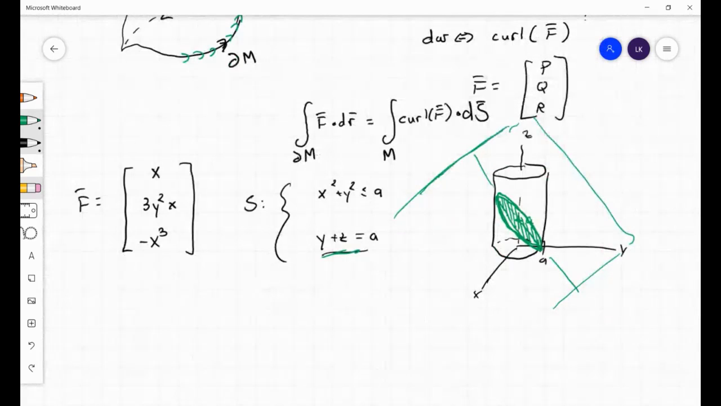So we want to find the work integral over the boundary of this surface, where the curve is going to be oriented in that fashion. So we want to integrate over the boundary of that surface, i.e. our ellipse, and we want to find the work integral.